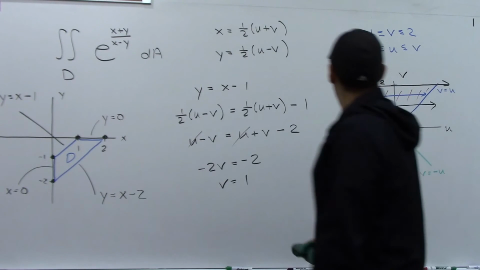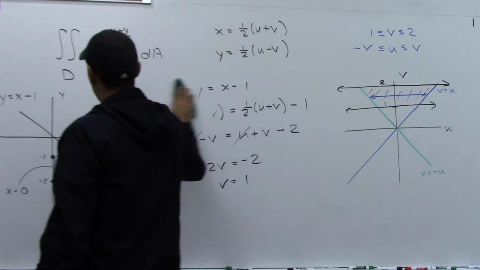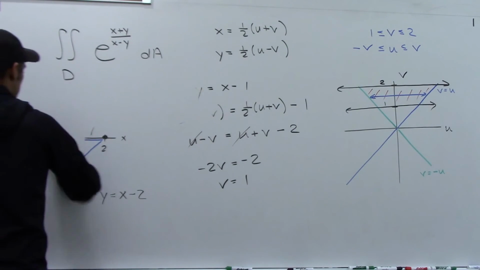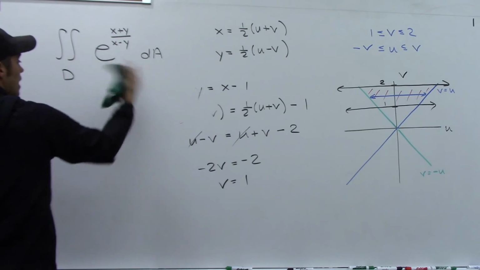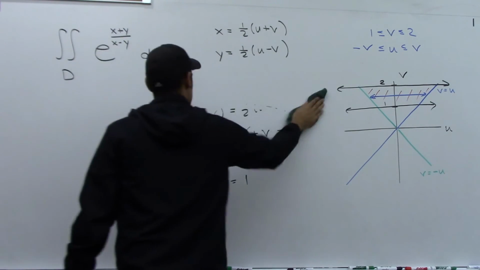All right. What else do we need? I have my limits of integration. I have how that's going to switch over. Now I need the Jacobian. So let's get the Jacobian.